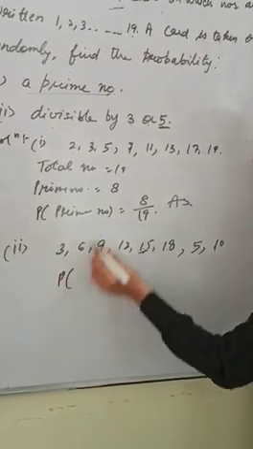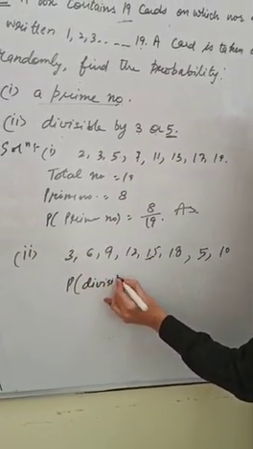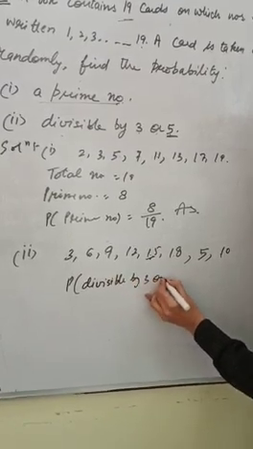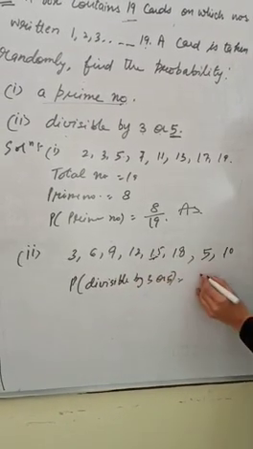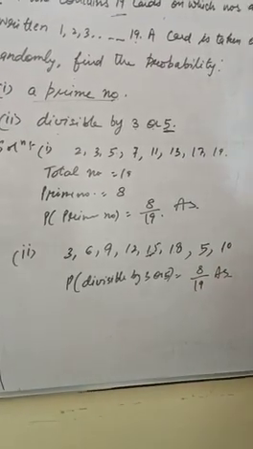So the probability of the second part, divisible by 3 or 5: favorable outcomes are 8 and total numbers are 19. So this is also the same answer, 8 upon 19.